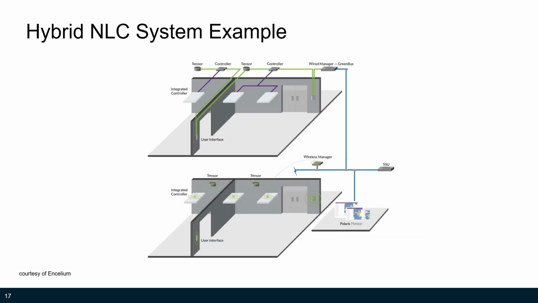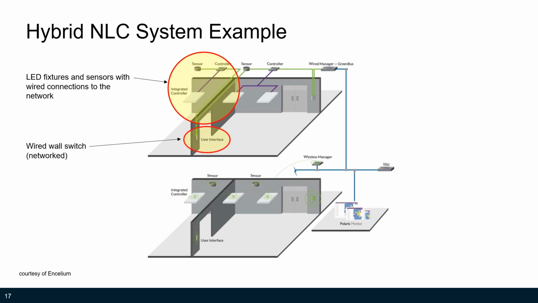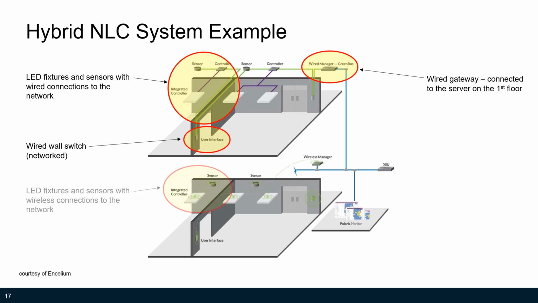So here's what another hybrid example might look like. On the second floor, we've got fixtures and sensors which are connected via wires back to some central location. We also have interfaces like wall switches connected by wires to a gateway. And then that gateway will be connected to the server, in this case located on the first floor.